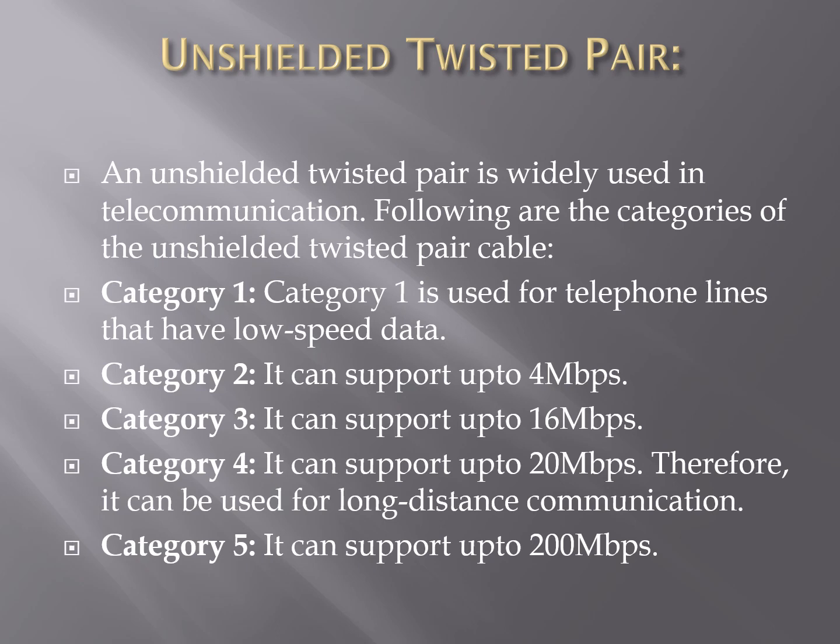Following are the categories of the unshielded twisted pair cable: category 1, category 2, category 3, category 4, and category 5. Category 1 is used for telephone lines that have low speed data. Category 2 can support up to 4 Mbps. Category 3 can support up to 16 Mbps. Category 4 can support up to 20 Mbps. Therefore, it can be used for long distance communication. Category 5 can support up to 200 Mbps.